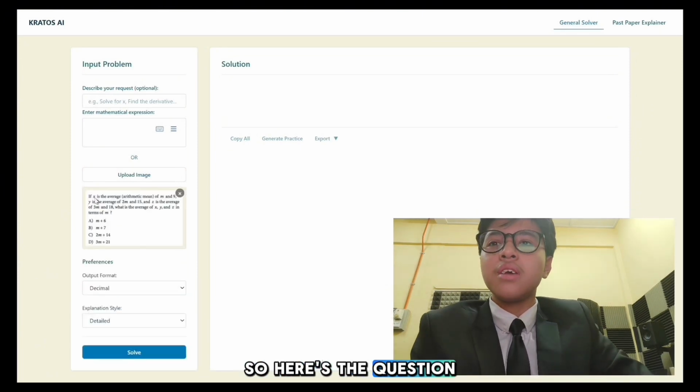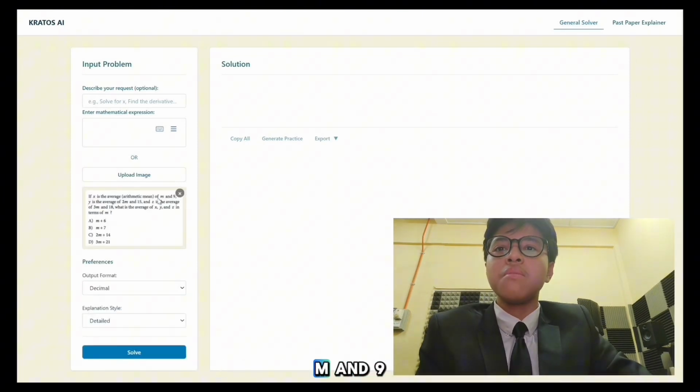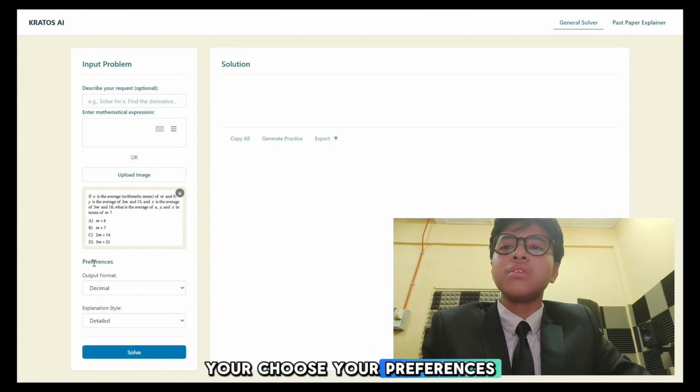So here's the question. If x is the average, arithmetic mean, of m and 9, y is the average of 2m and 15, and z is the average of 3m and 18. What is the average of x, y, and z in terms of m? And here's the answers. So you can choose your preferences, for example, the output format and the explanation style.